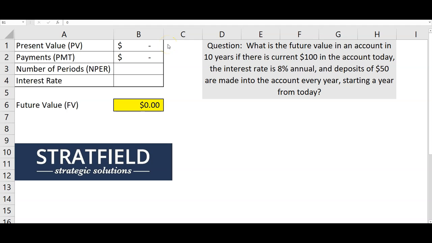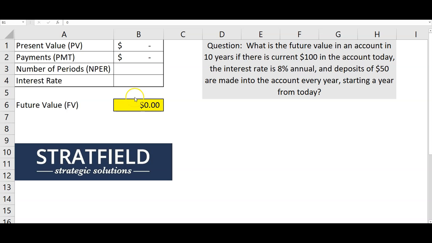Okay, so here we are in Microsoft Excel, and I've laid out a very simple table of the inputs that we talked about in the lecture slide. I've written out a question here, which is: what is the future value in an account in 10 years if there is currently $100 in the account today? The interest rate is 8% on an annual basis, and deposits of $50 are made into the account every year, starting a year from today.